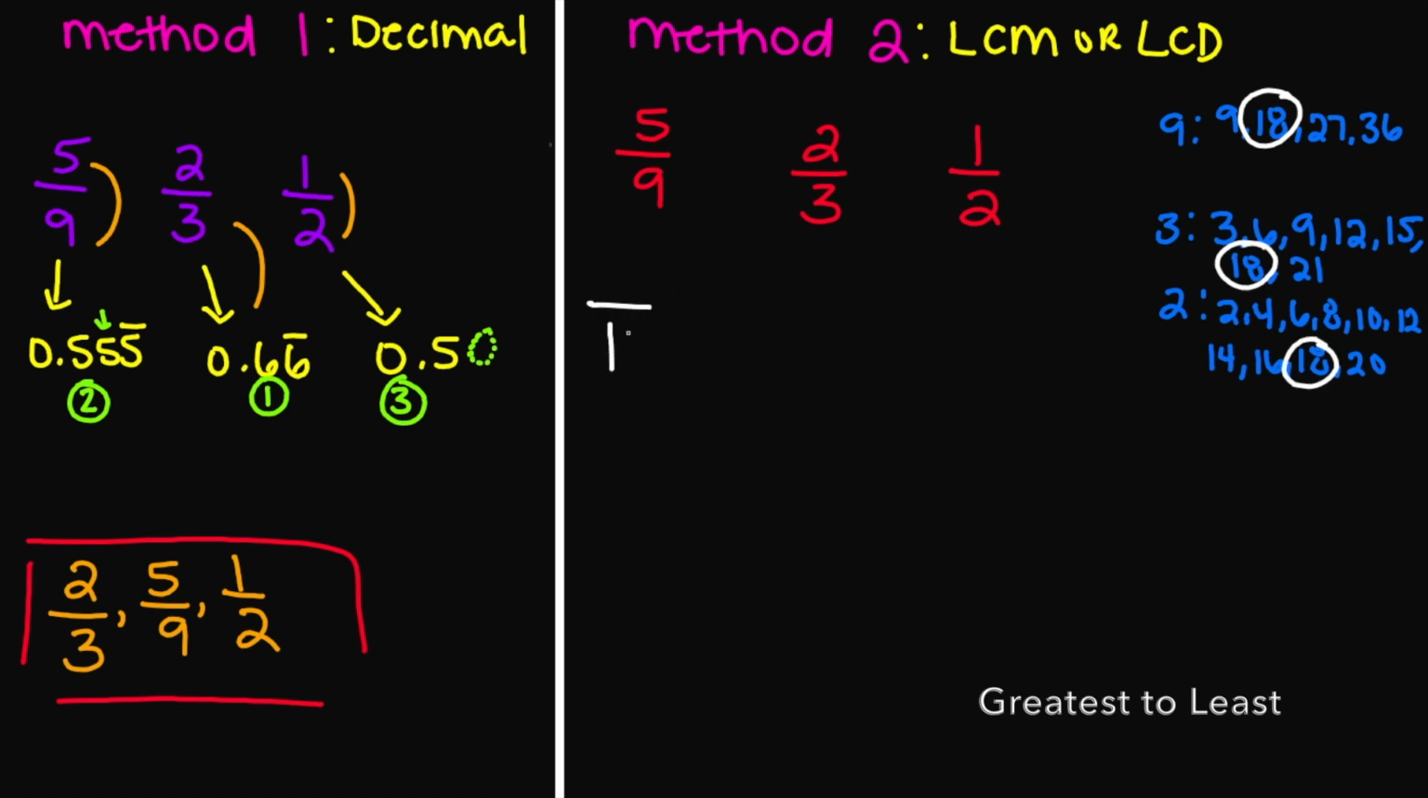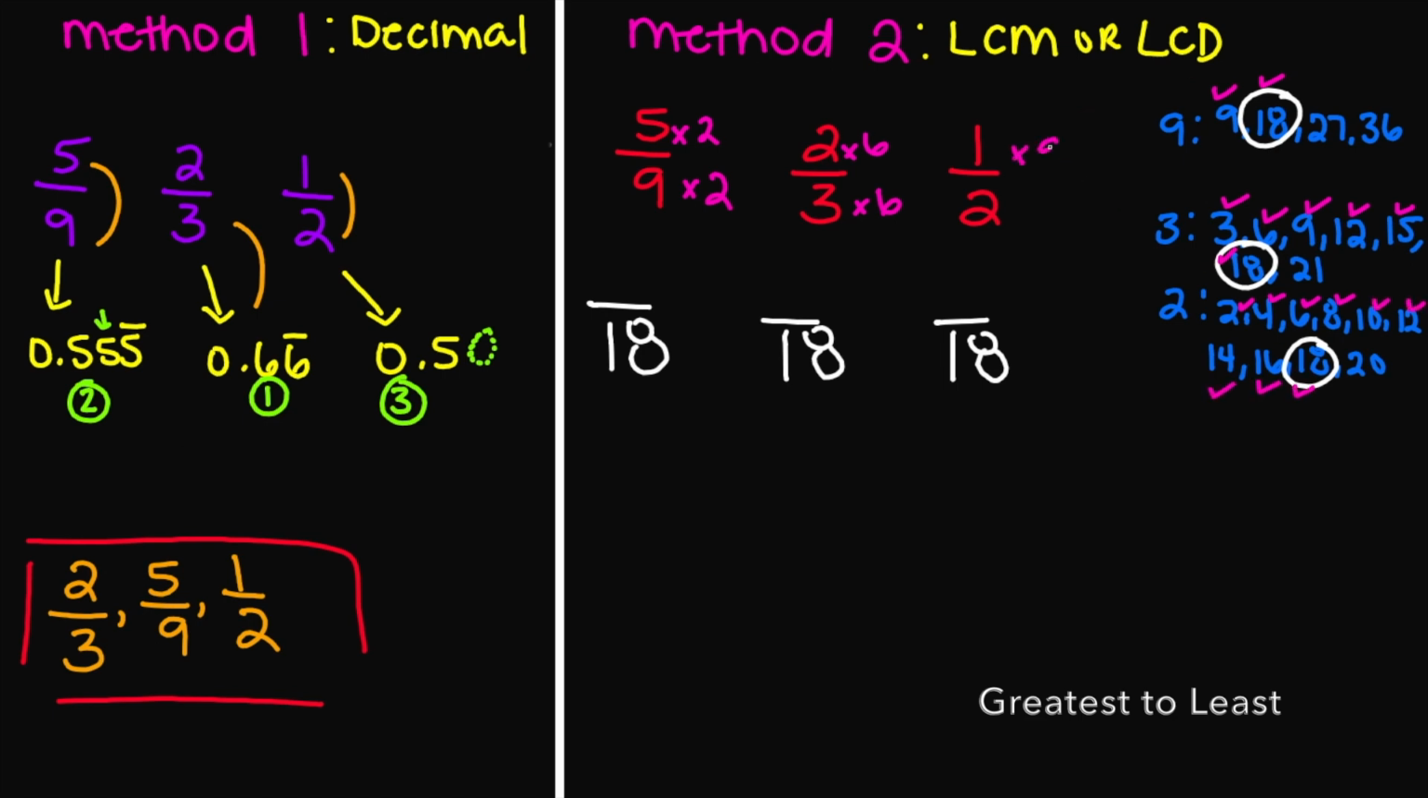18 here, 18 here, and here. So I know I need to get 18 in my denominator. Let's look at my 9. I'm going to multiply top and bottom by 2. 1, 2 is right there. For my 3, we're going to do 1, 2, 3, 4, 5, 6. I'm going to multiply top and bottom here by the number 6. And then for my 2 here, we have 1, 2, 3, 4, 5, 6, 7, 8, 9. I'm going to multiply top and bottom here by the number 9.